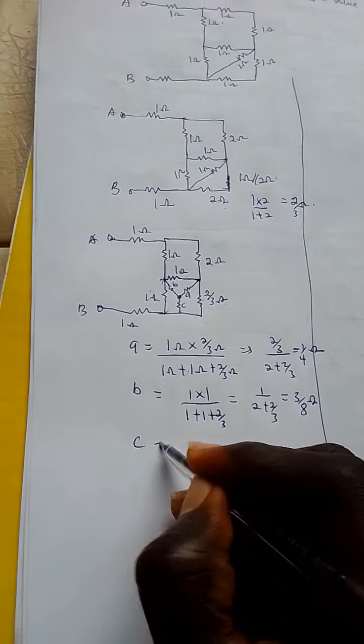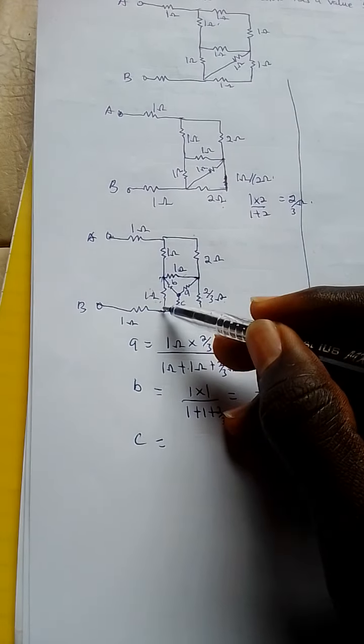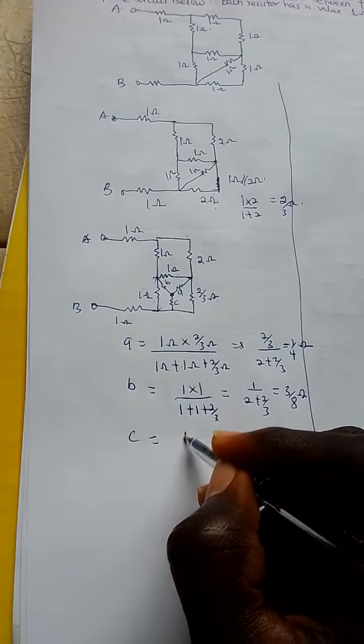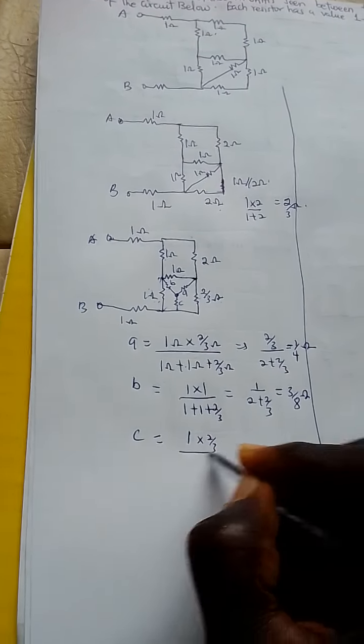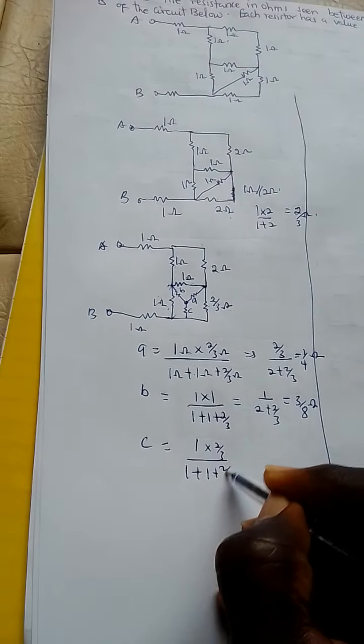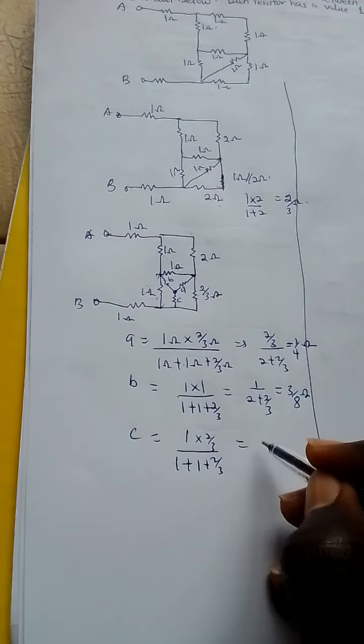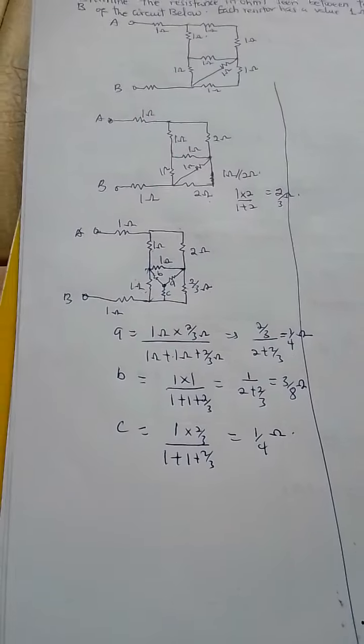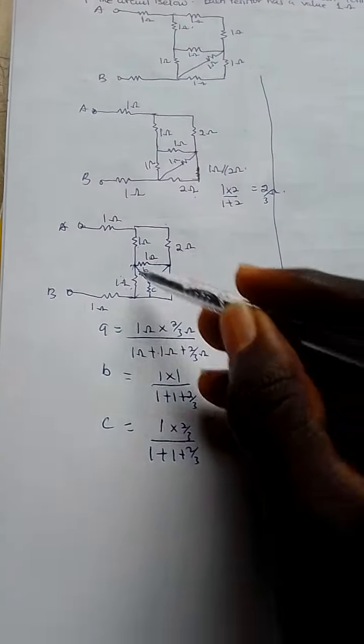Finally, my C is in between the 1 ohm and the 2 over 3 ohms. So it's going to be 1 times 2 over 3 over 1 plus 1 plus 2 over 3, which is also equal to the first one, that is 1 over 4 ohms. So I've converted this delta to this star.